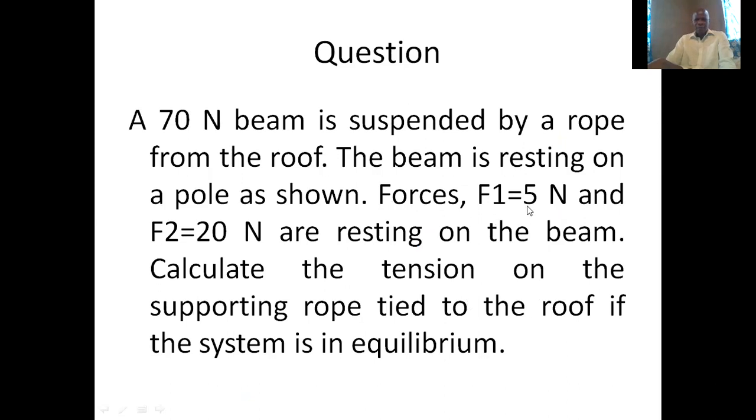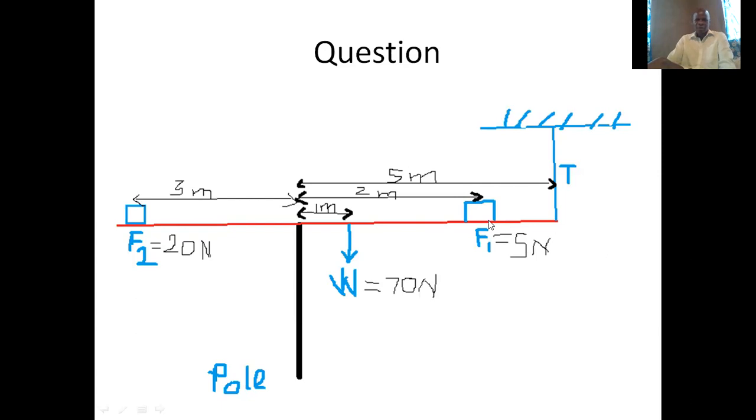Forces F1, which is 5 Newtons, and force 2, which is 20 Newtons, are resting on the beam. And so they have put a force 1 here, which is 5 Newtons. And this one is pulling in the clockwise direction because it's making this thing to fall downwards here. And the weight, as we said, which is at the center, is also pulling in the clockwise. It's the 70 Newtons. And it is 1 meter from the pivot. And this weight, it is 2 meters from the pivot.